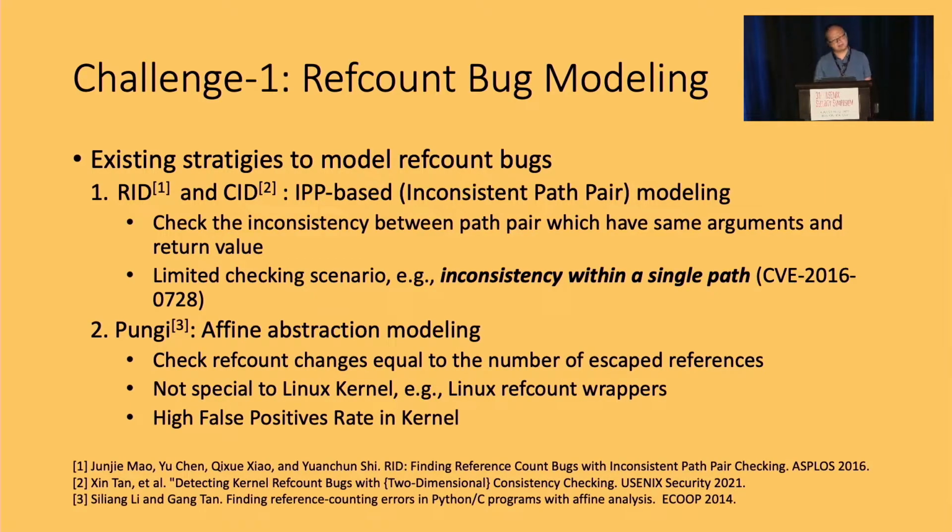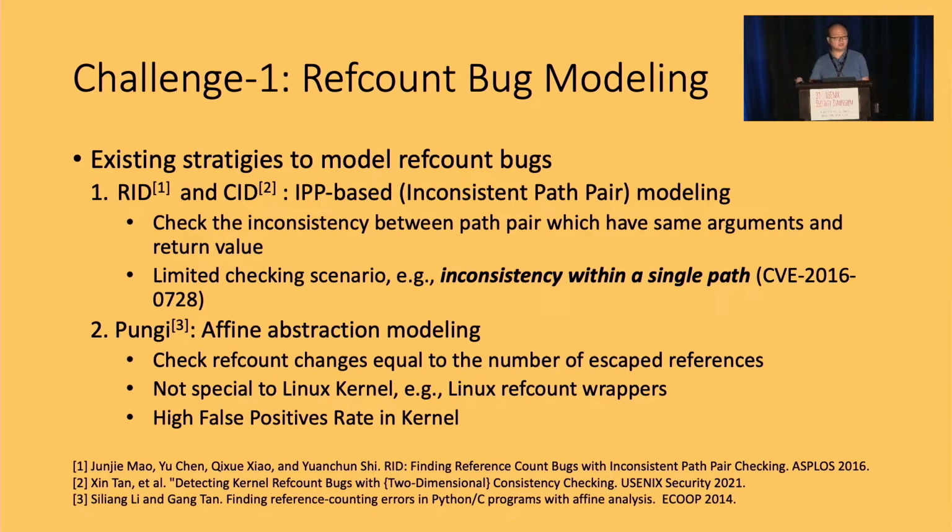But we think this is not very good modeling because it doesn't track the fundamental invariant we want to track, which is the reference count. Reference counting means tracking references, right? But these techniques are not really tracking this invariant. So they have some false negatives, and they cannot, for example, handle a bug that only happens on a single path, where you don't have another path to compare with.